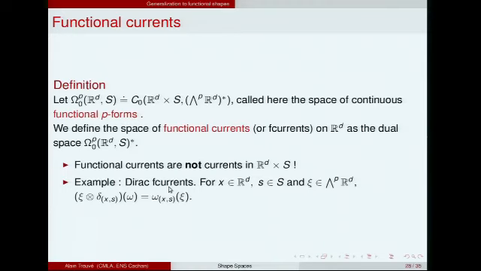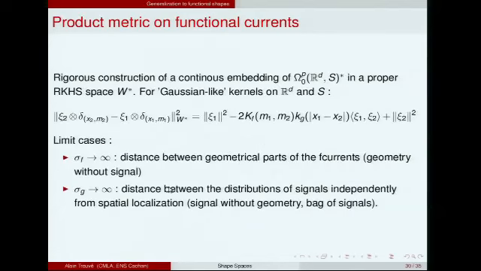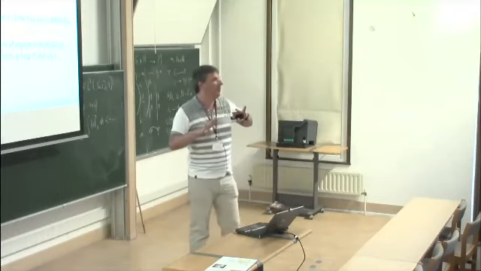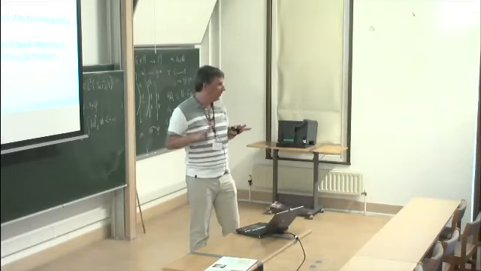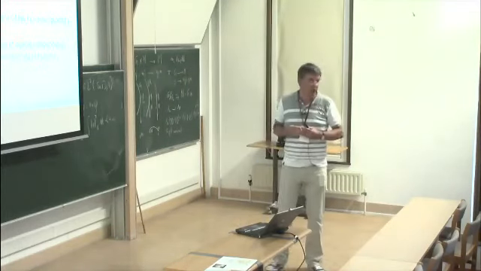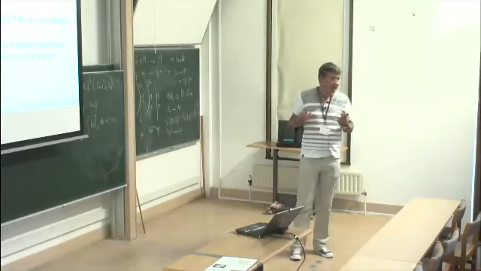Okay. I'm running out of time, so maybe I will show you two or three slides, and I will end. In fact, on that space, there is a natural way to define a dual norm again. More or less, you can see that an F-current is a product of two things: a part which is the geometry and a part which is the signal, and this product measure can be used to define a kernel on that space.